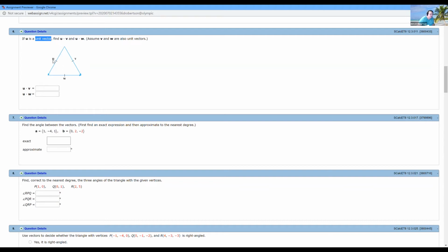Now, if you were doing U dot V, so here is U, here is V. If you wanted to find the dot product of U dot V, you would be doing the magnitude of U times the magnitude of V times the cosine of the angle between them. Well, won't that be 1 times the cosine of 60? So you might think that U dot W is going to be the same answer, but it's not.